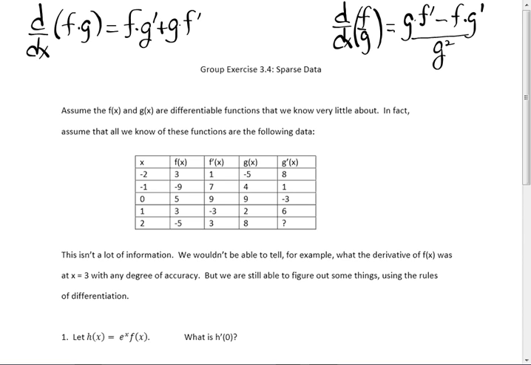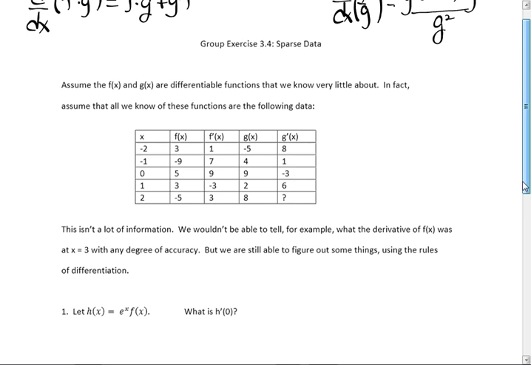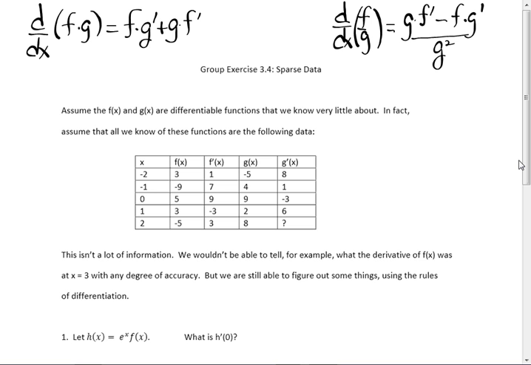This comes from the University of Minnesota. It's very typical AP that they might give you something like this and you read things out of a table. So all I know about my functions are the data that they give me. That's why it's called sparse data. There's not a lot of information there. So I want to find the derivative of e to the x times f of x.